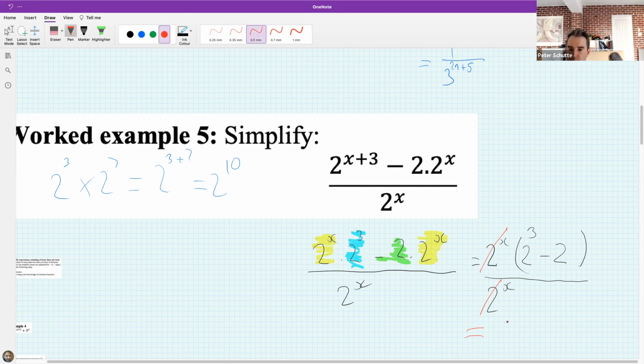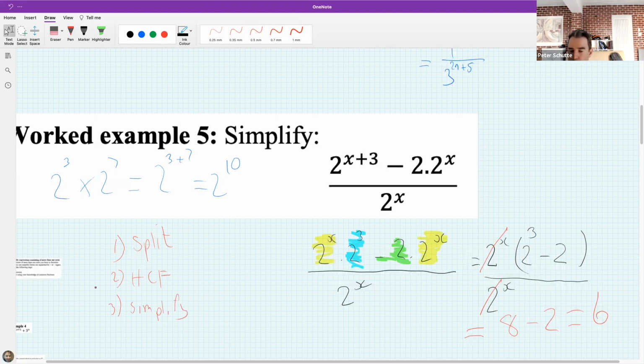Okay, so the final answer would just be 2 cubed, which is 8, minus 2, which is 6. Okay, perfect. So what did we do to solve this question? The first thing is we recognized it was different, that it was no longer a multiplication, but a subtraction. We then had to split the term, and then we took out a highest common factor, and then we simplified after that.